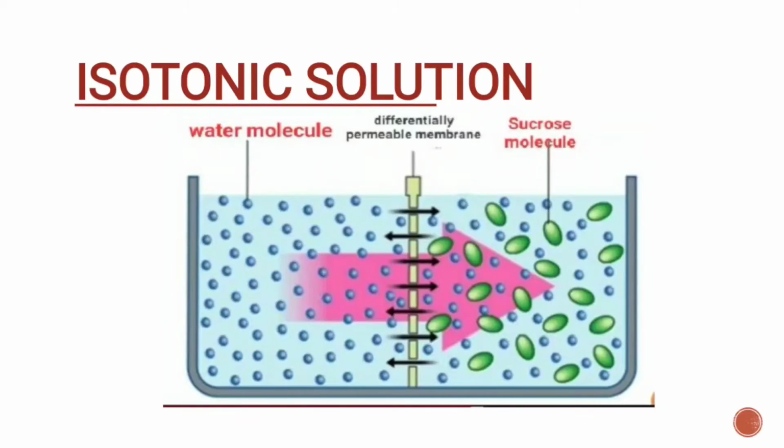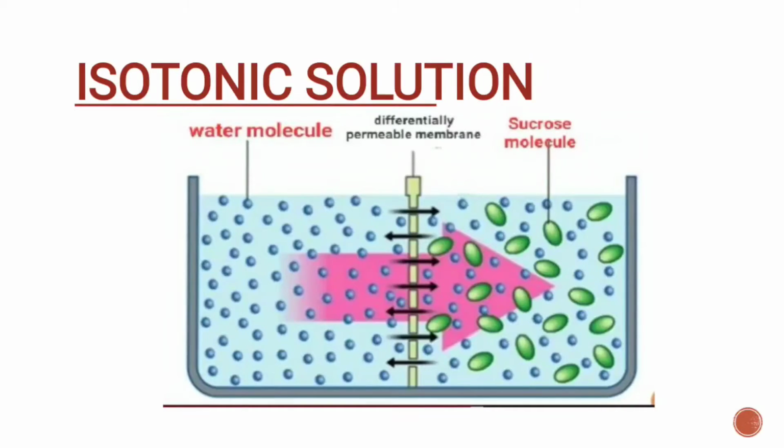Here is the diagram. So in this diagram you can see these are the water molecules, that is solvent, and these are the sucrose molecules, that is solute, and this is the semi-permeable membrane. And in the isotonic osmosis process, the movement of molecules is from lower concentration to higher concentration. And isotonic solution means same osmotic pressure as the blood plasma, or same concentration with respect to a particular membrane. This type of solution is known as isotonic solution.